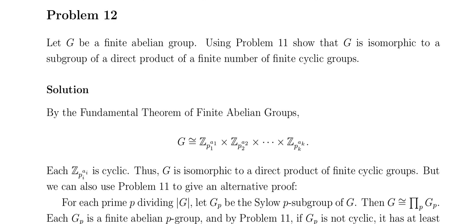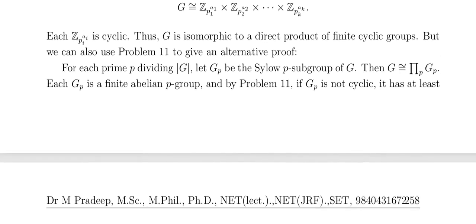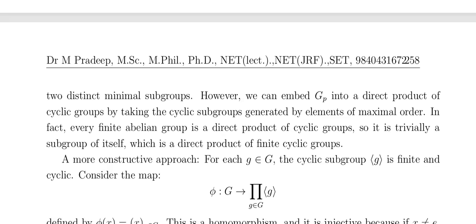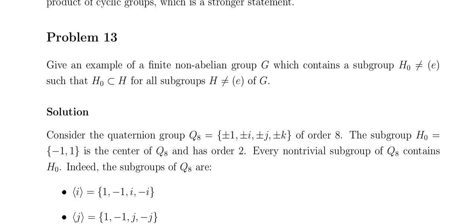And let G be a finite abelian group; then G is isomorphic to a subgroup of a direct product of a finite number of finite cyclic groups. Okay, where G is a finite abelian group, then G is isomorphic to a subgroup of the direct product of a finite number of finite cyclic groups. This is another result.